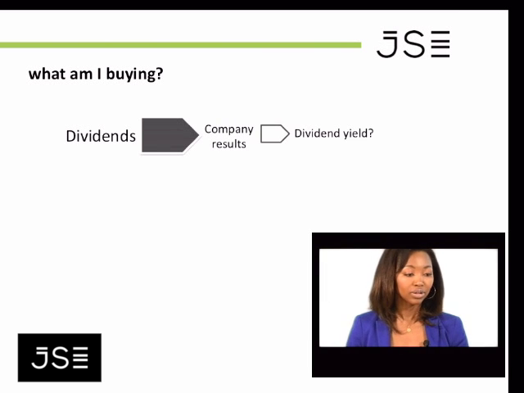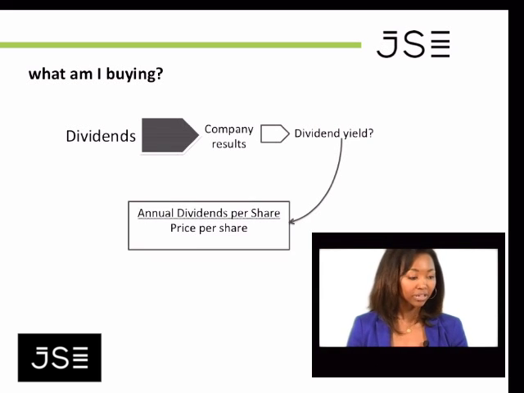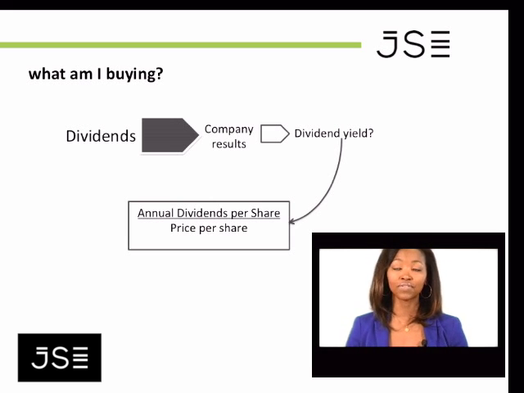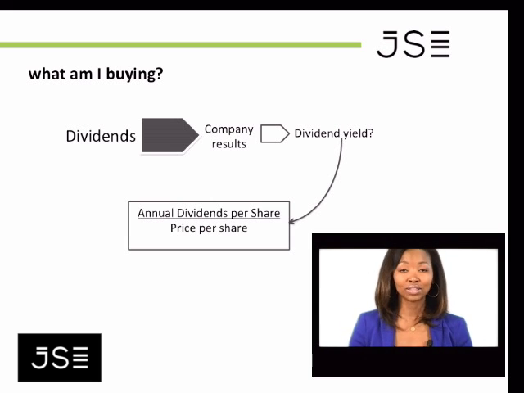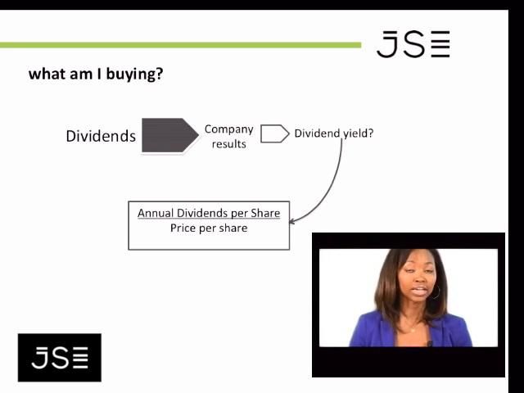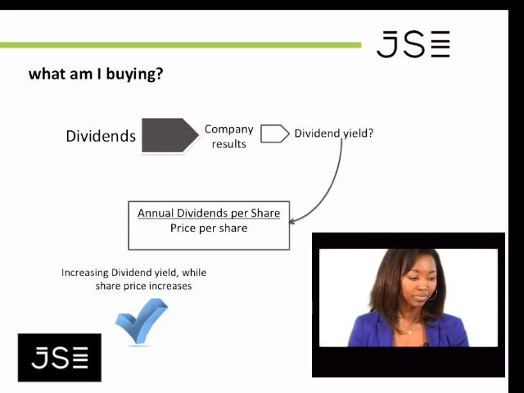So dividends, you look at your dividend yield, and that is basically calculated as the annual dividend per share divided by the price per share. So that basically tells you that, fine, if I spend 50 Rand buying a share and I get a 10 Rand dividend, I'm getting 10 out of 50 Rand as a return in the form of dividends.